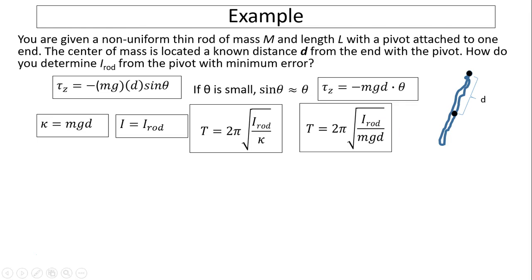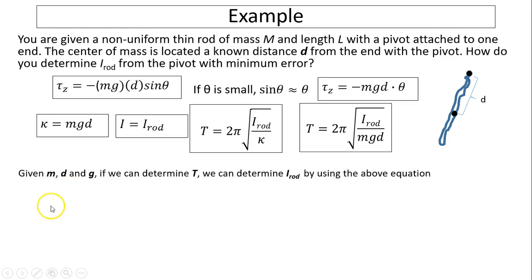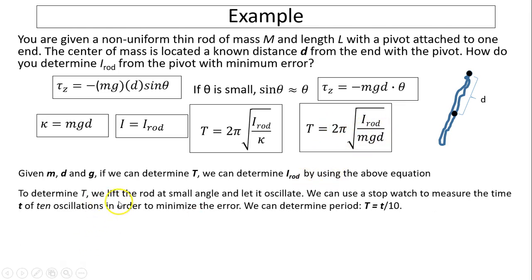So how do we determine T? Given m, d, and g, if we can determine T, we can determine I_rod from that equation, right? To determine T, we simply lift the rod at a small angle. It has to be small, right? Otherwise, the motion is not simple harmonic. And let it oscillate. So how can we minimize the error? We can use a stopwatch to measure the time t of 10 oscillations in order to minimize the error. So instead of just measuring the time for one oscillation, we do it repeatedly, 10 times.